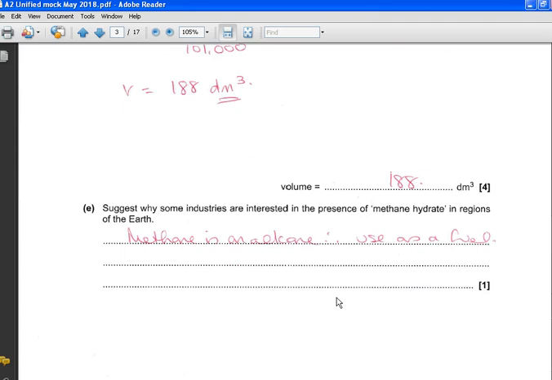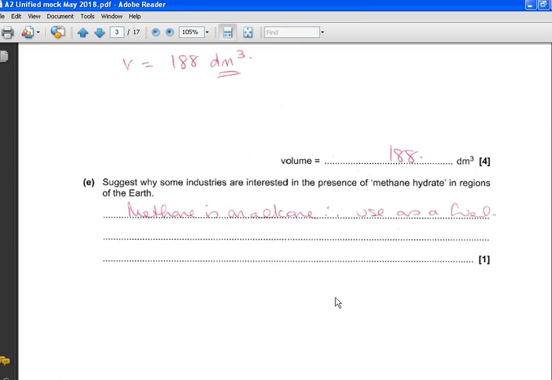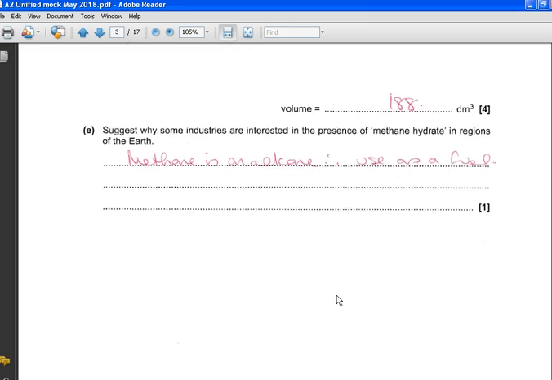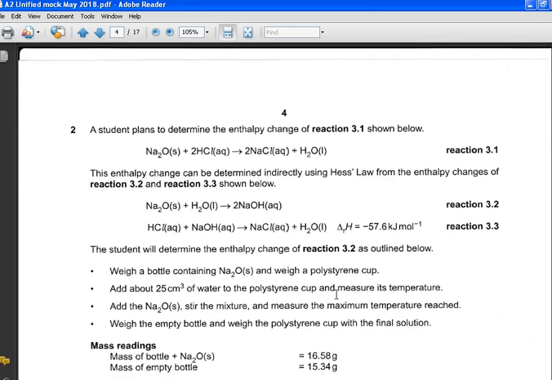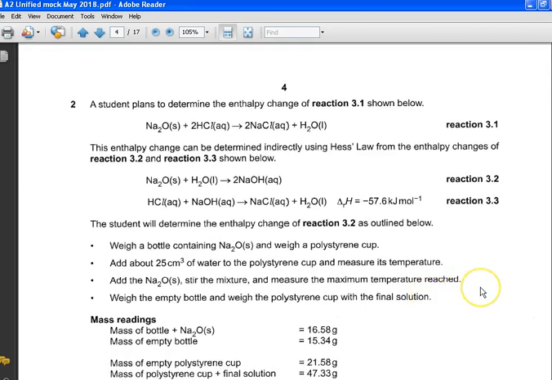Okay, and then: suggest why some industries are interested in the presence of methane hydrate. I don't know, but to me, you should know that methane is an alkane and that we use alkanes as fuels. Just because you haven't been taught something specifically in a class doesn't mean you shouldn't know the answer. You will have done it at some stage in your scientific education.